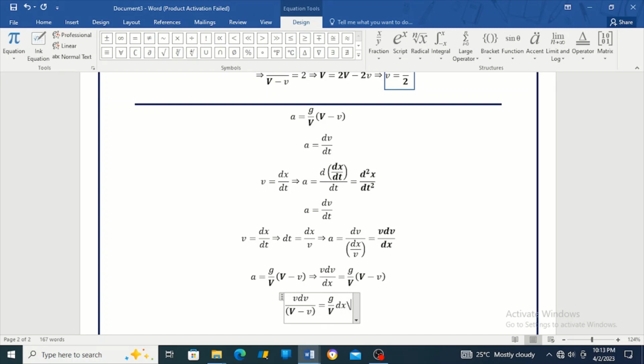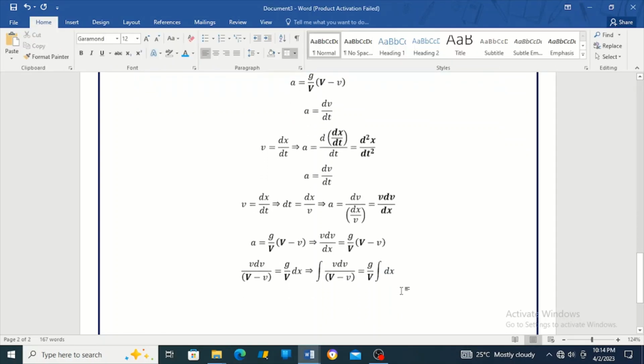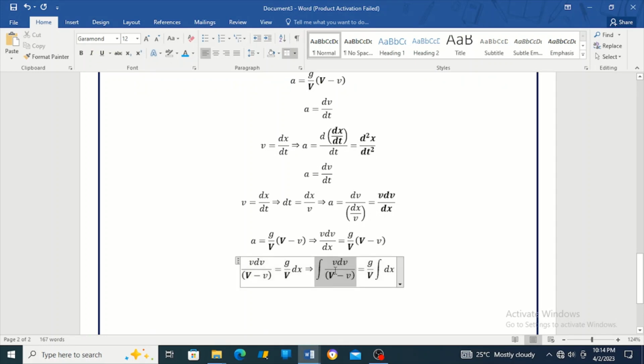Okay, so this means that we can easily integrate both sides since we have separated our variables. So the integral of v dv divided by V minus v is equal to the integral of dx, and then we have our constant outside. Our constant is g divided by V. Now remember that x is just a distance. Now how do we integrate v dv on V minus v?